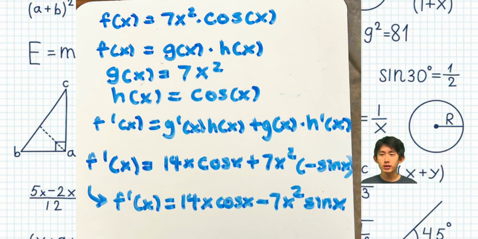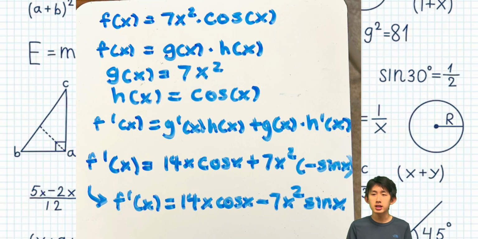First, we take the derivative of g of x, which is g prime of x equals 14x, and h of x, which is h prime of x equals negative sine of x. Once we plug in the original function and derivatives into the general equation, we get f prime of x equals 14x times cosine x plus 7x squared times negative sine x. Simplifying, we get 14x times cosine x minus 7x squared times sine of x.